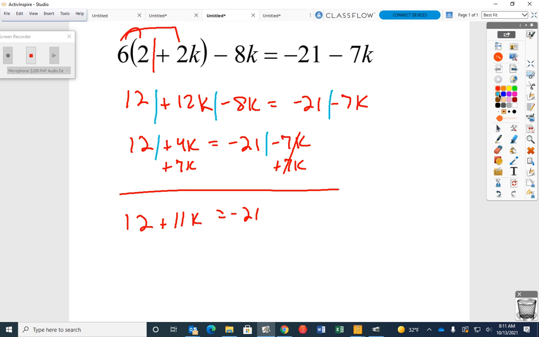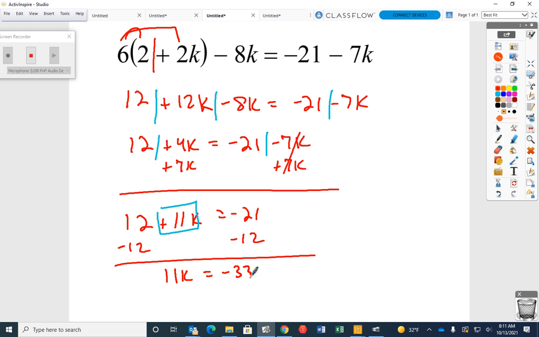A two-step equation? What's outside my box? A 12, right? So I need a minus 12 here, minus 12 here. Okay, so I have 11K. What if you owe 21 and you borrow 12 more, how much do you owe? 33. Divide each side by 11. What is negative 33 divided by positive 11? Negative 3. Okay?